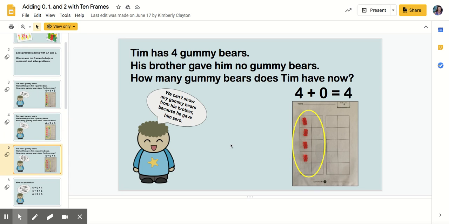Here's our next one. This one has 4 gummy bears, but he didn't get any gummy bears from his brother. So that's going to be 4 plus 0 equals 4. And here we just have the 4 gummy bears that Tim started with and no extras. So we know that 4 plus nothing else gives us 4.